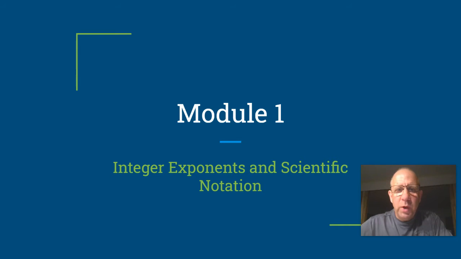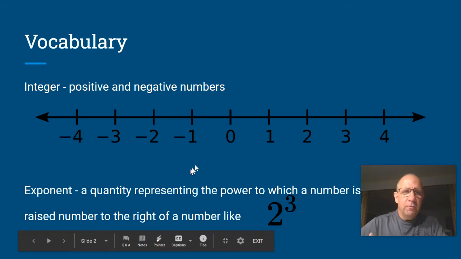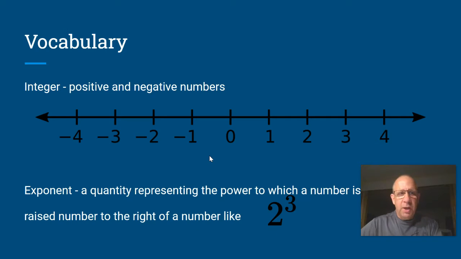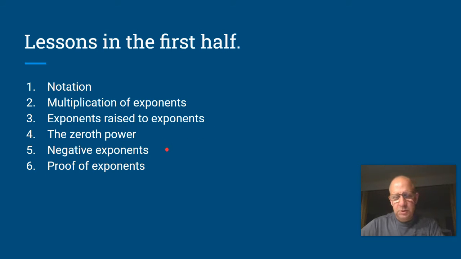Welcome to 8th grade. So we're going to talk about Module 1, Integer Exponents and Scientific Notation. So what is all of that stuff? You should know. First of all, let's take a look at some vocabulary. The integer, you learned this last year, positive whole numbers, negative whole numbers. So those are integers, right? Negative whole numbers, positive whole numbers.